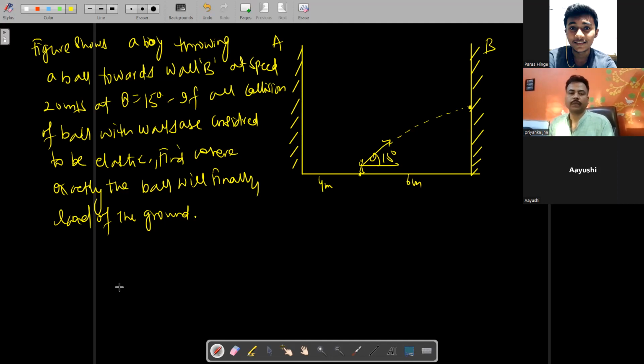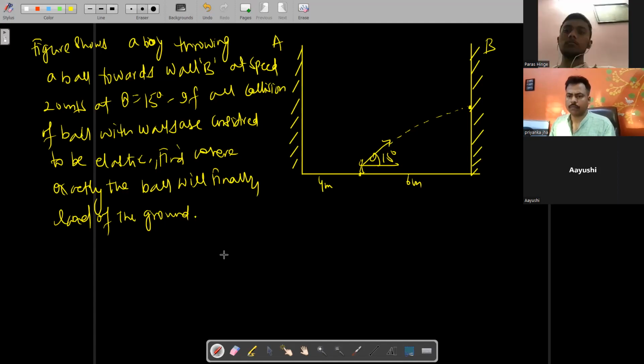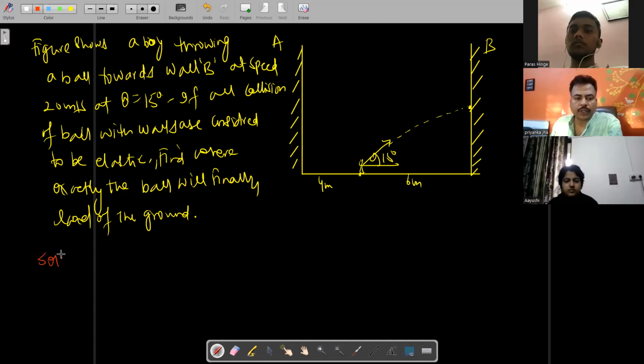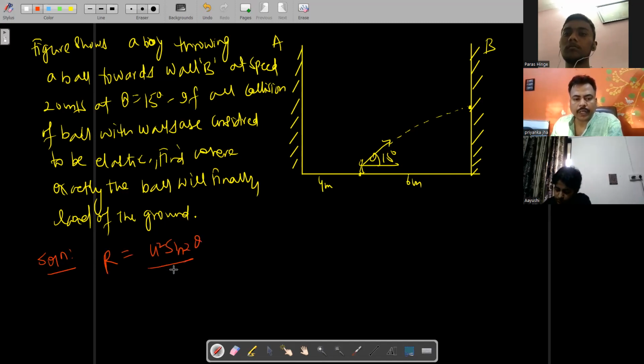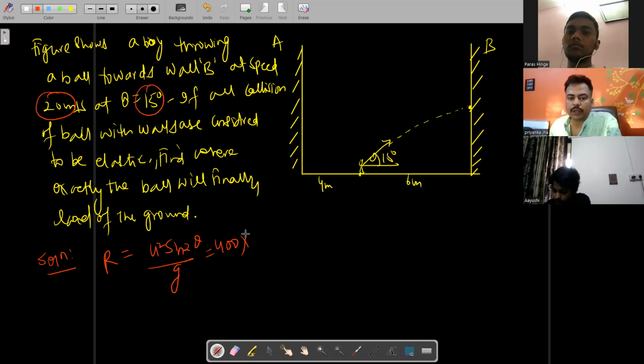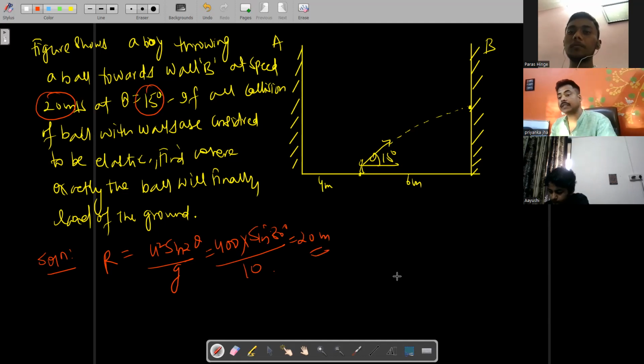Okay, let me tell you. Yes, correct, we need to calculate the range. First thing you must calculate the range. So first you find the range. R is u square sine 2 theta upon g. U, the initial velocity, is given as 20 meter per second, so u square is 400, and the angle is 15 degree, so it will be sine 30 degree upon g, which is 10. So this half will come down, and the range is 20 meter. All collisions are elastic collisions.